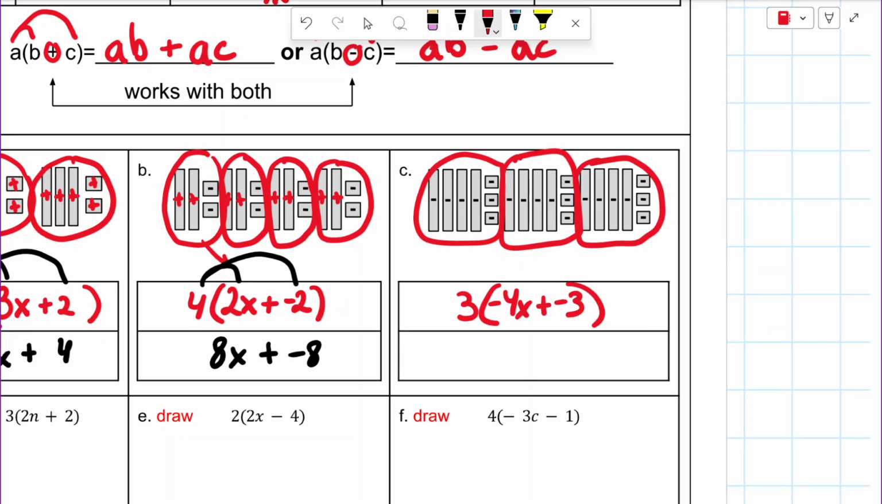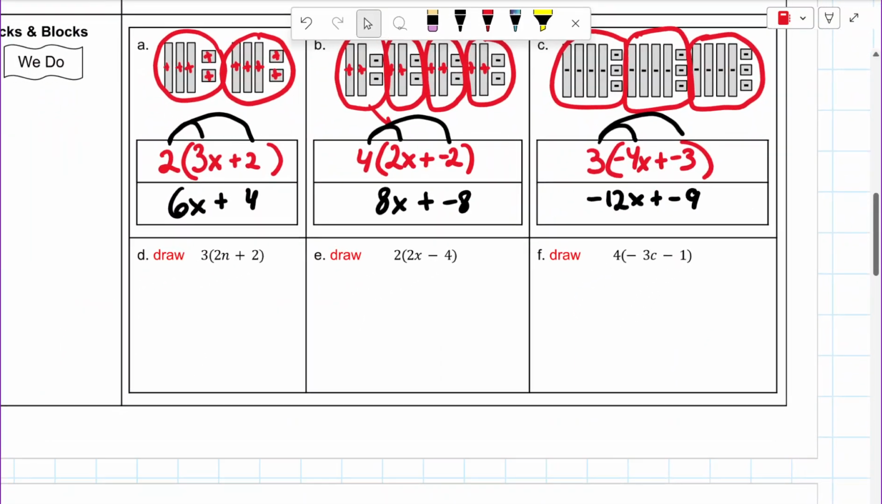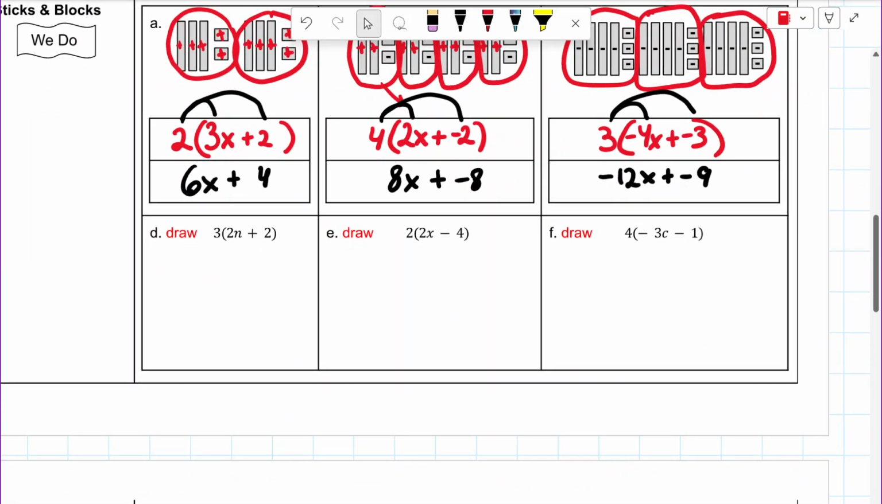Let's try the distributive property. 3 times negative 4x is negative 12x, and 3 times negative 3 is negative 9. Is that the correct answer? There are 9 negative units and there are 12 negative sticks. So that makes sense. All right, let's see if you got drawing skills. Try and draw D, just like up above. You know that there's how many groups? There are 3 groups.